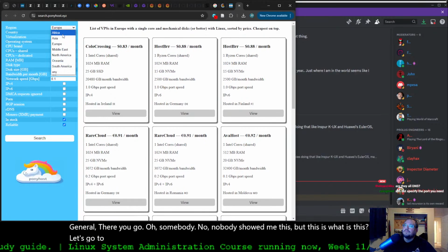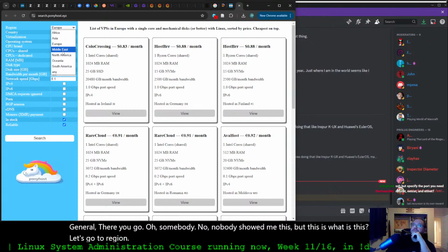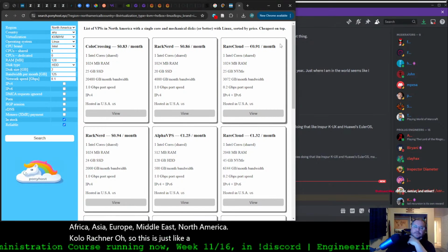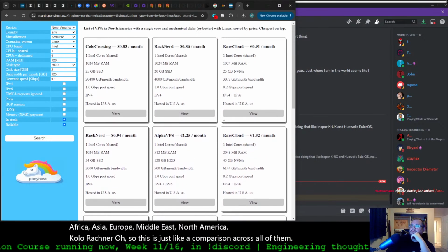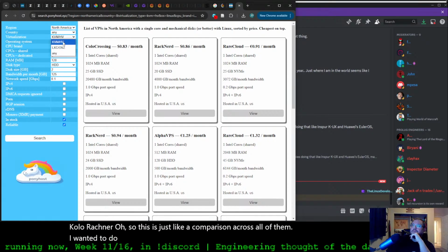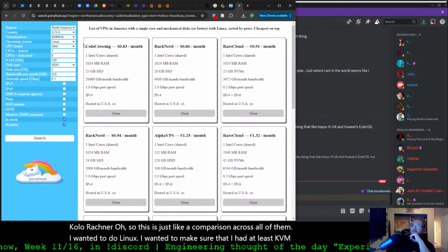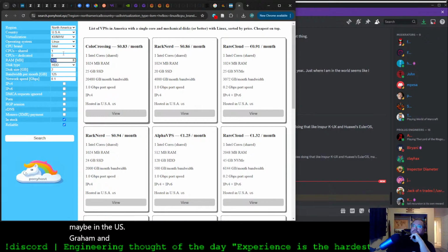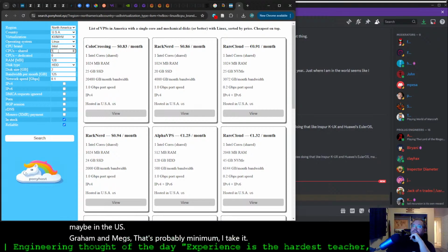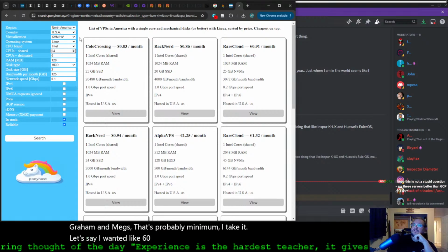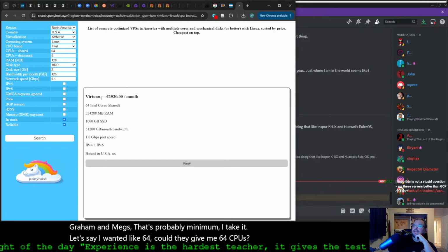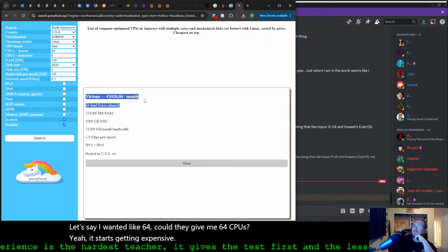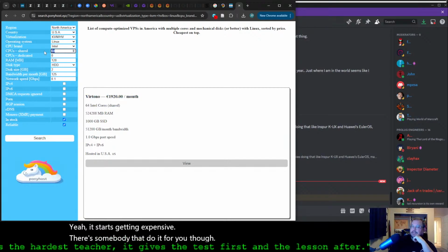Let's go to region. Africa, Asia, Europe, Middle East, North America. Colo, Arachnid. Oh, so this is just like a comparison across all of them. I wanted to do Linux. I wanted to make sure that I had at least KVM access. Only wanted to be maybe in the US. RAM and megs, that's probably a minimum. Let's say I wanted like 64. Could they give me 64 CPUs? Yeah, it starts getting expensive. There's somebody that'll do it for you though. Go back down to like 8, which is a little more reasonable.